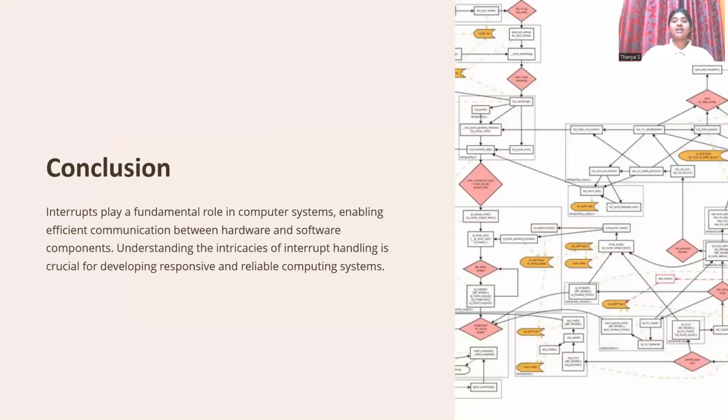The last part is the conclusion. Interrupts play a fundamental role in computer systems, enabling efficient communication between hardware and software components. Understanding the intricacies of interrupt handling is crucial for developing responsive and reliable computing systems. So the main thing in learning the interrupt system is to understand interrupt handling, which is very crucial for developing responsive and reliable computing systems.